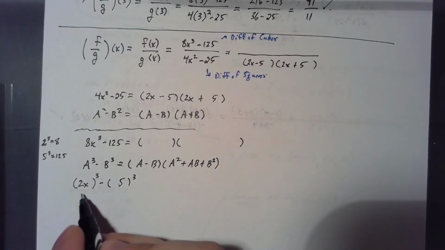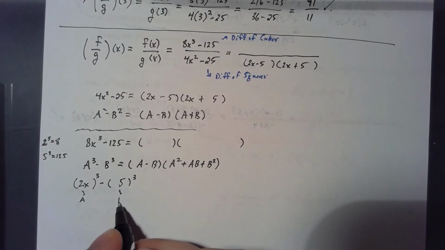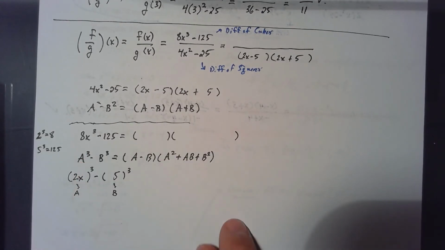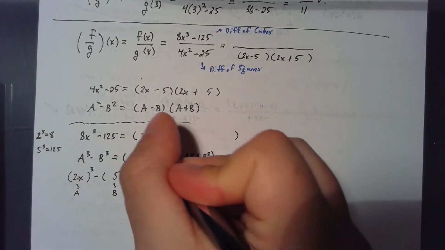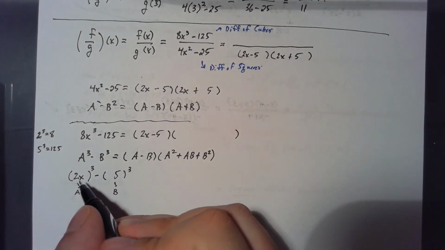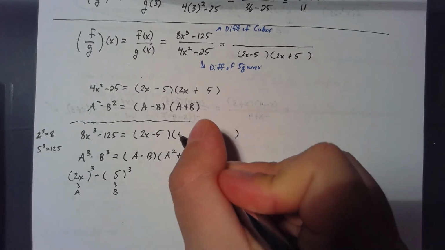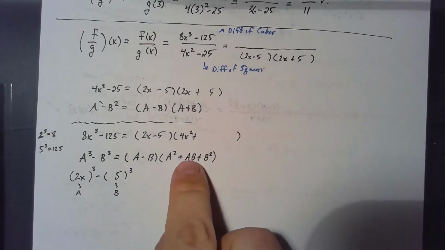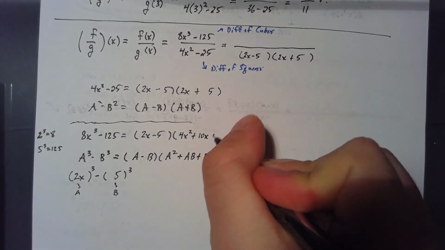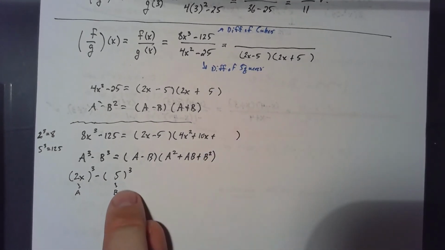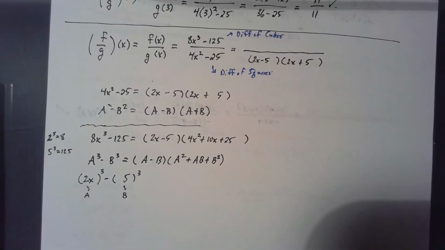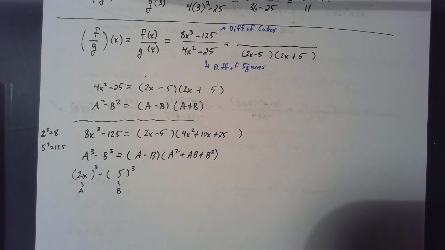Alright, so I know that this is A and this is B. So I just replace them in here and I get my factors for this. So A minus B is 2x minus 5. A squared is going to be (2x) squared, which is 4x squared, plus A times B. So 2x times 5 is 10x, plus B squared. So 5 squared is 25.